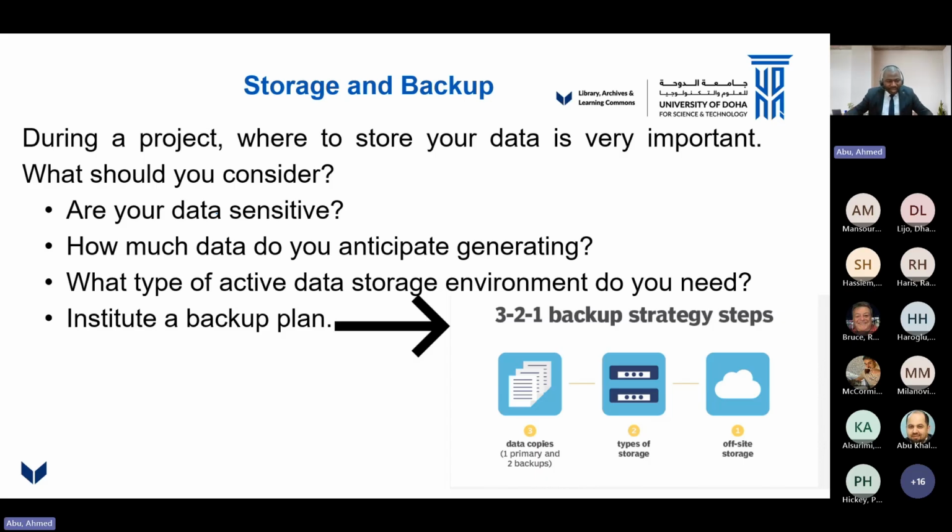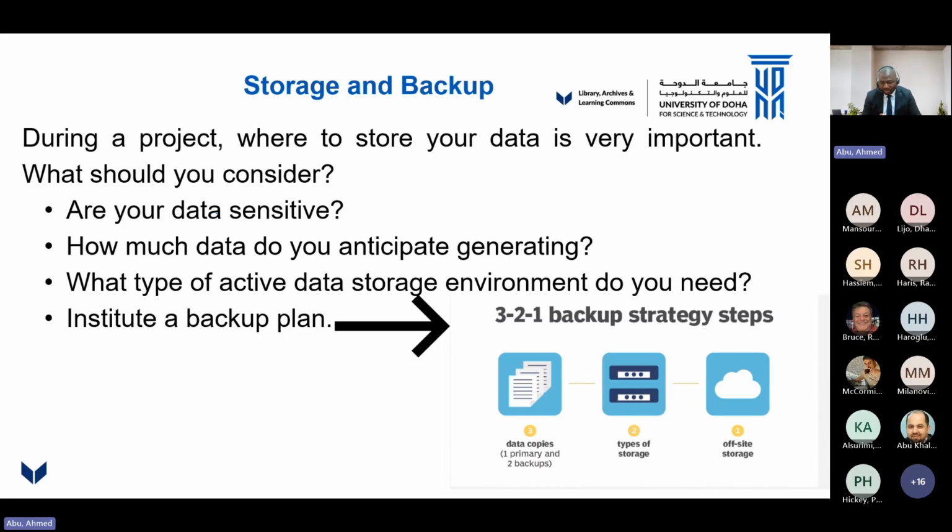Also, what types of active data storage environment do you need? These are also a very important thing, so you can choose a storage solution that matches your project requirements. So when you have a large data, it means that a storage solution will be a bigger one. You also institute a backup plan.